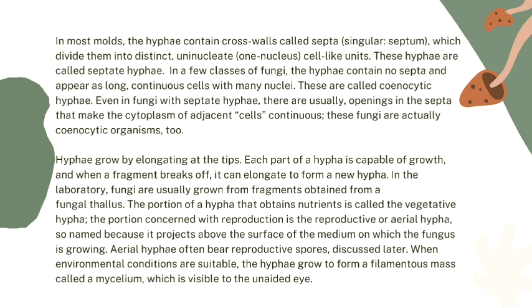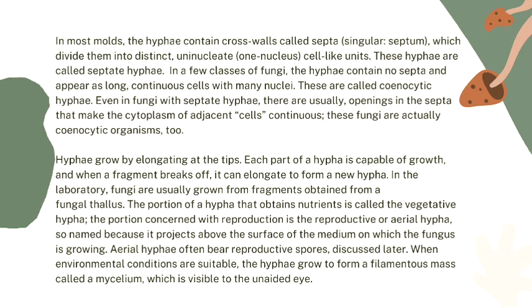In a few classes of fungi, the hyphae contain no septa and appear as long, continuous cells with many nuclei. These are called coenocytic hyphae. Even in fungi with septate hyphae, there are usually openings in the septa that make the cytoplasm of adjacent cells continuous. These fungi are actually coenocytic organisms too. Hyphae grow by elongating at the tips.